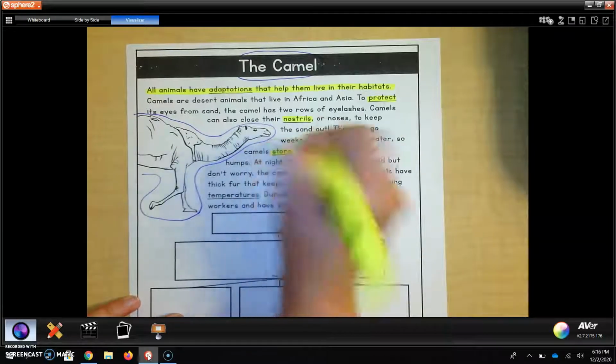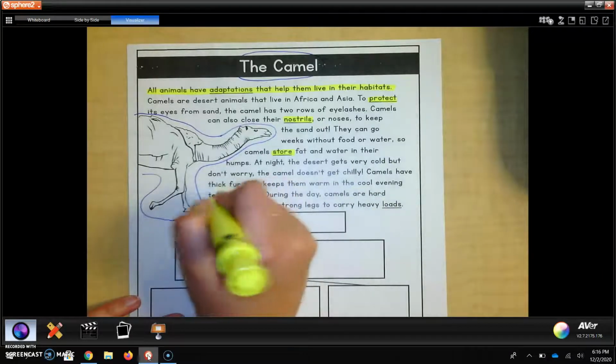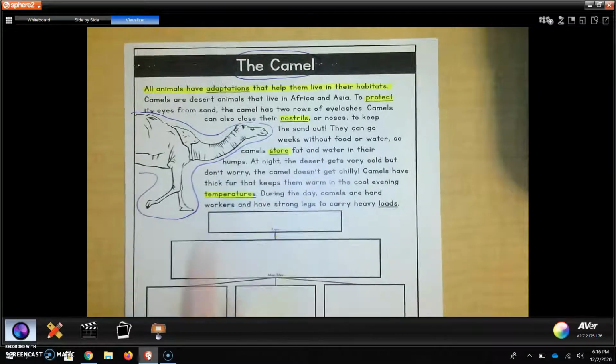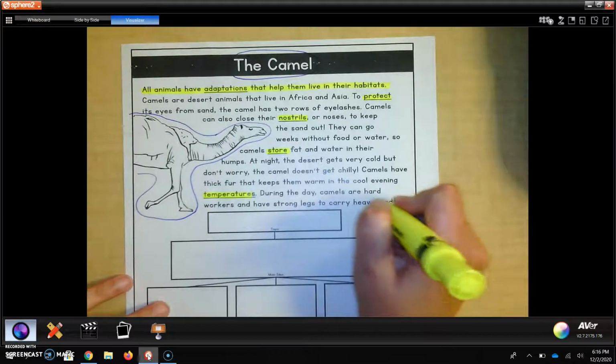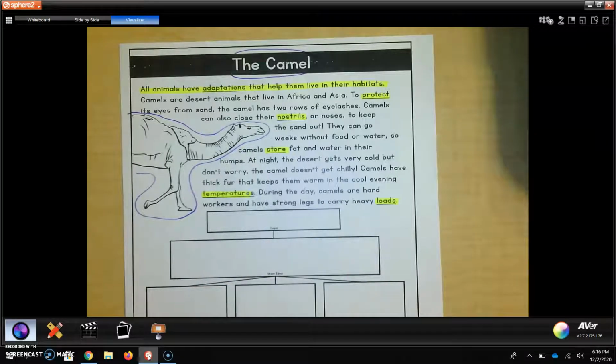Camels store, what do they store? Fat and water in their humps. We have temperatures, because before that they were talking about camels having thick fur that keeps them warm in the cool evening temperatures. And then we have loads: during the day, camels are hard workers and have strong legs to carry heavy loads, so heavy things. Okay, so that was another clue.